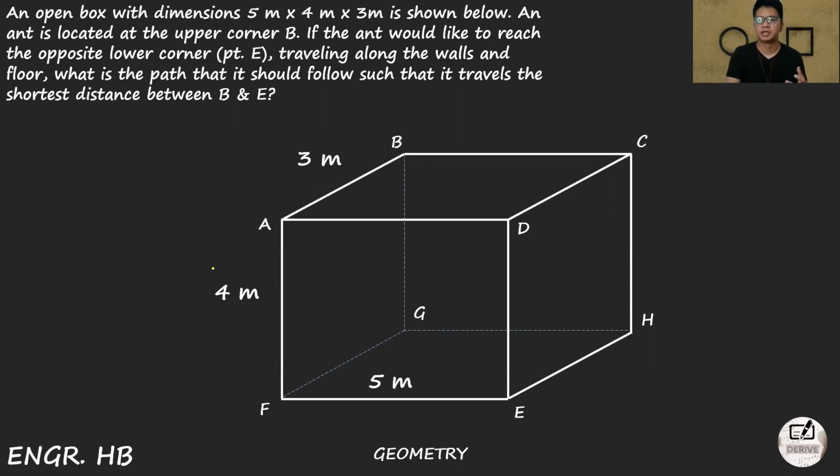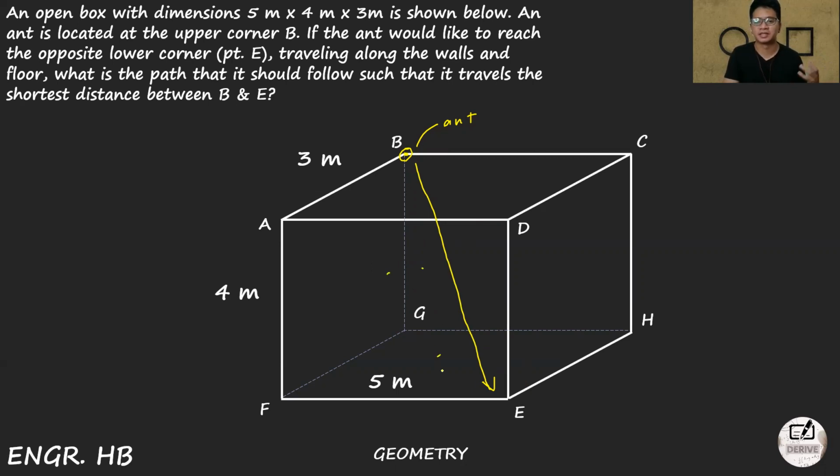So the problem is tungkol sa langgam na nandito sa point B. So andyan kunwari yung langgam na gustong pumunta ng point E, but there's some restriction na syempre yung langgam should use floors and walls in order to come from point B to point E. Kasi yung problem na ito is may isip natin agad na si ant para makapuntang point E is diretso lang na ganun. O kung sa tinatawag na space diagonal. But there's a restriction that of course the ant should use walls and floors.